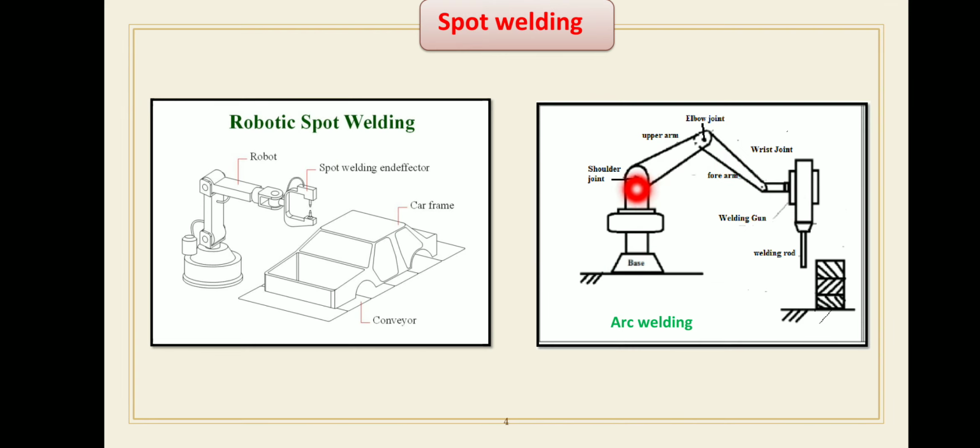The shoulder joint is located between the upper arm and the forearm. The elbow joint is located between the upper arm and forearm, and the wrist joint is located between the forearm and the end effector. And the welding gun acts as the end effector in this arc welding process.